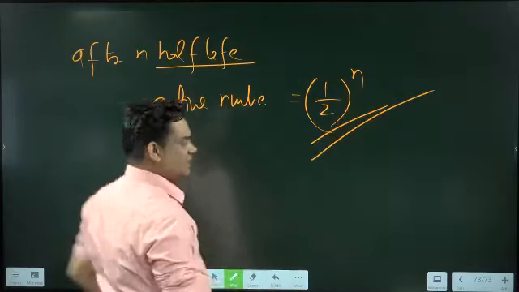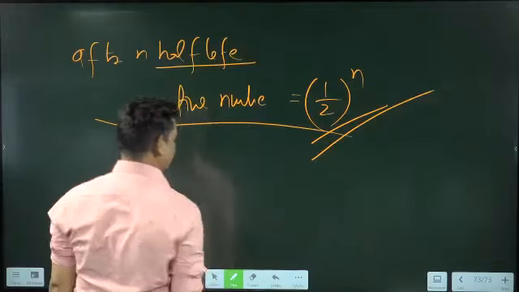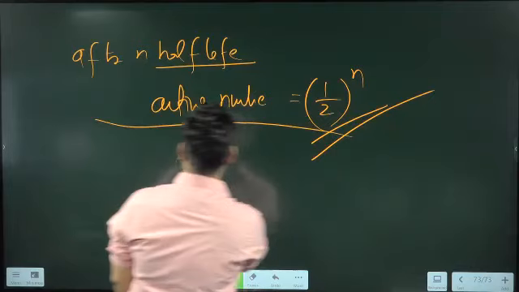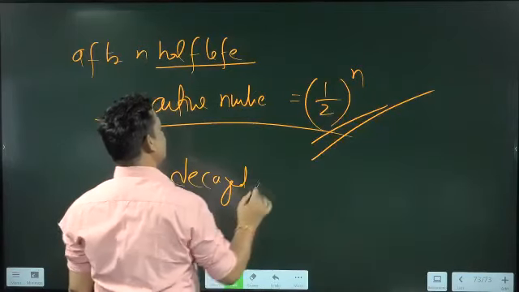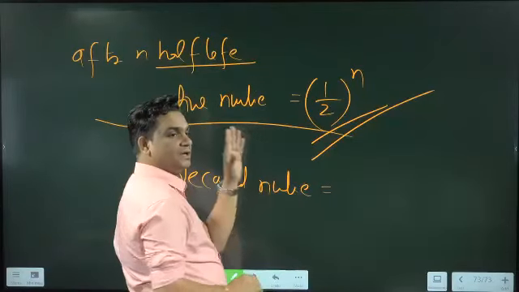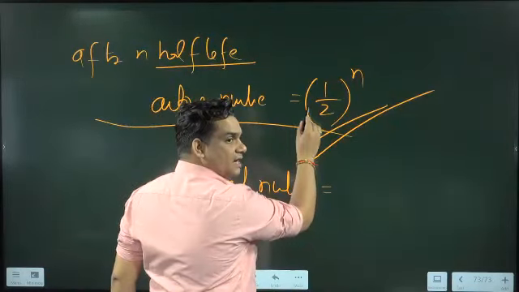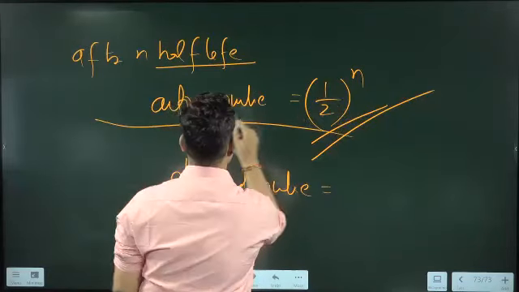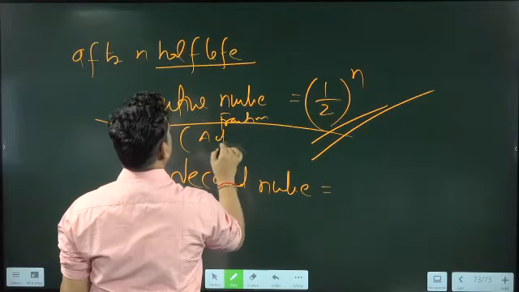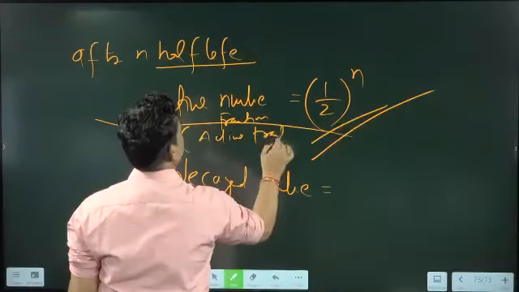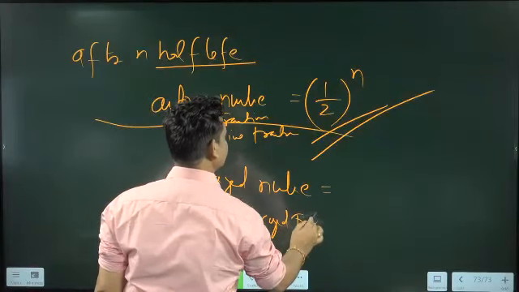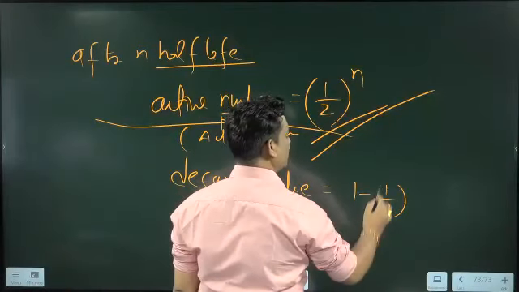So if I ask one question here, sometimes they can ask about the decayed nuclei. So decayed nuclei will be, total was how much? Active nuclei 1 by 2 power n is the fraction. Active nuclei fraction is also known as the active fraction. If I ask decayed nuclei or decayed fraction, we can say decayed fraction will be 1 minus 1 by 2 power n.